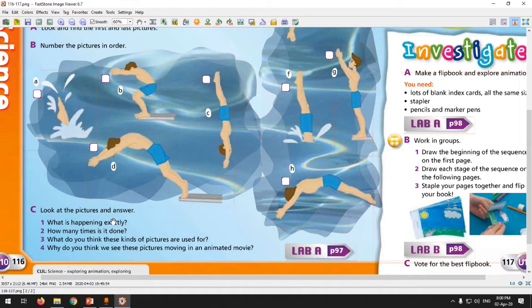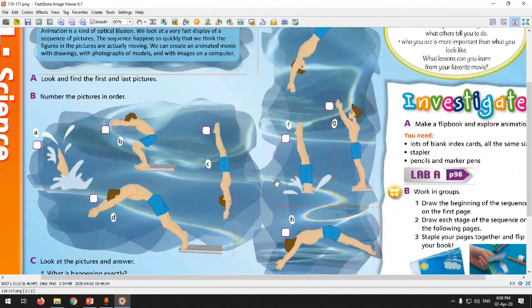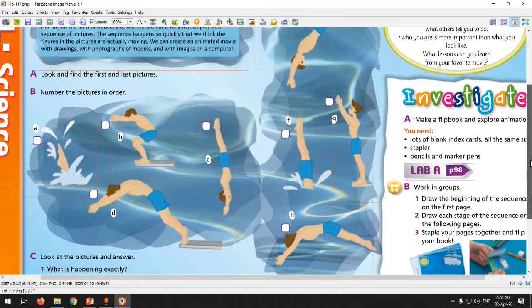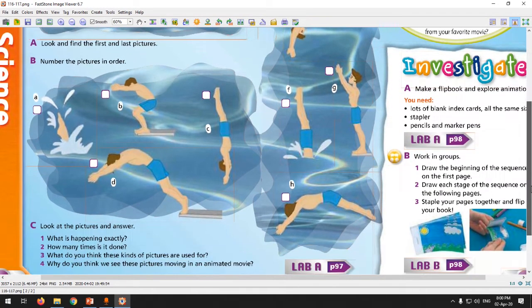Look at the picture and answer. What is happening exactly? Okay, here the pictures are in a sequence. The guy is jumping from this into the water. He's trying to dive into water. How many times is it done? It's 8 times, 8 pictures, 8 frames.